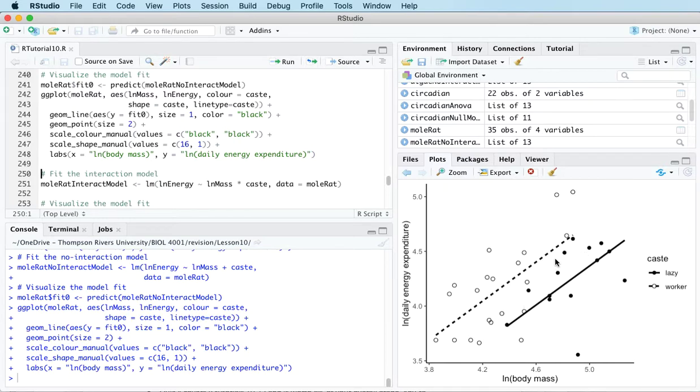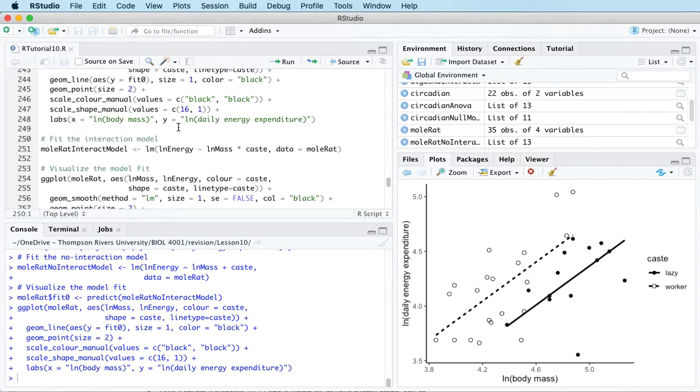And so this dashed line here represents the relationship between log daily energy expenditure and log body mass for the workers, the frequent workers, so the open circles, and then this solid line represents the linear relationship between log daily energy expenditure and log body mass for the layabout mole rats, the lazy ones, the filled in circles.